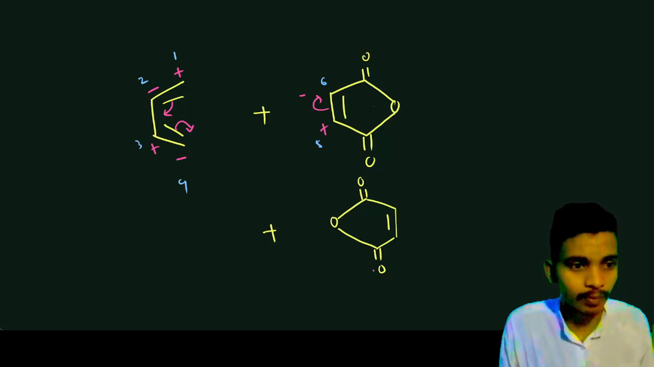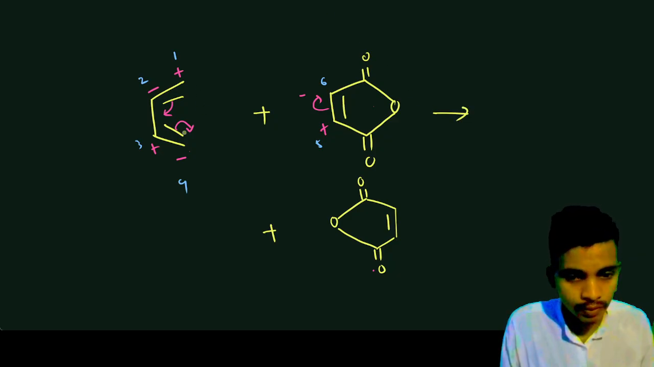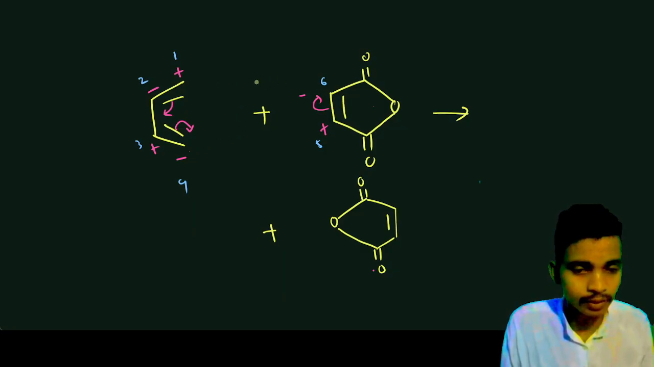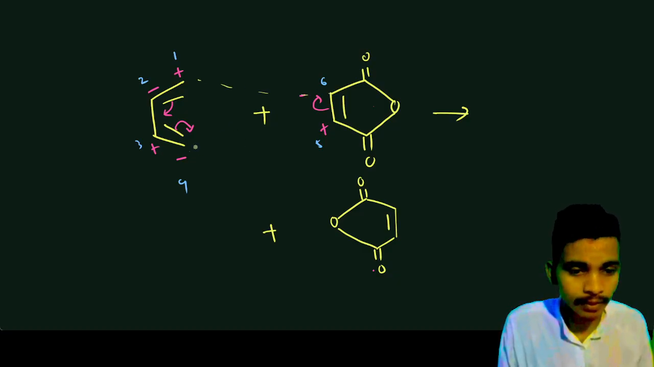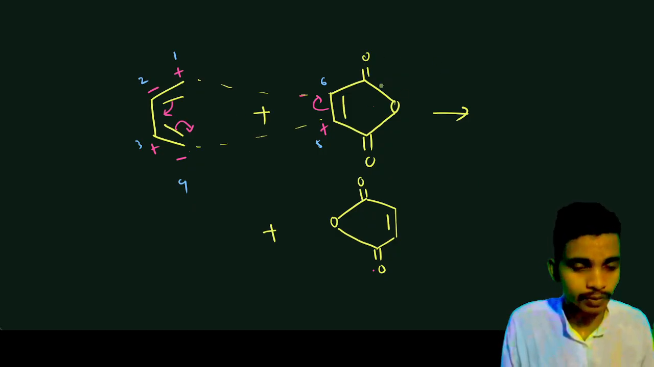So how will the bond form here? This is going to shift here, and here that new sigma bond will form, and again here a new sigma bond will form. It means that at 1 and 6 one bond is forming, and at 4 and 5 one bond is forming. So how will it look?